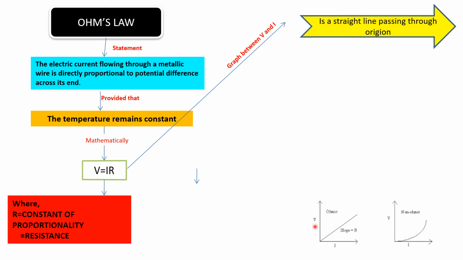And you know, you simply take V on the y-axis and I on the x-axis. Why? I'll tell you the reason right now. Okay, so it is a straight line passing through the origin.